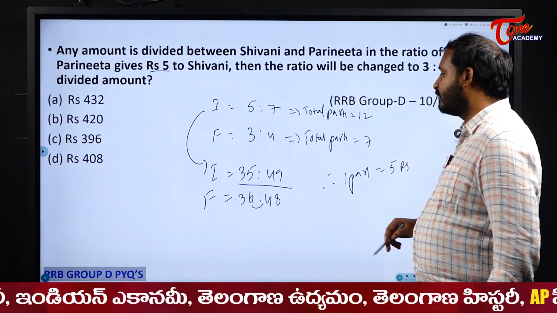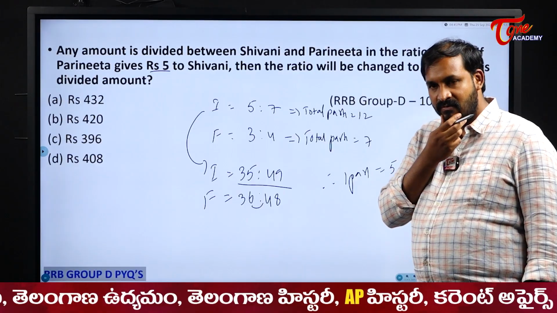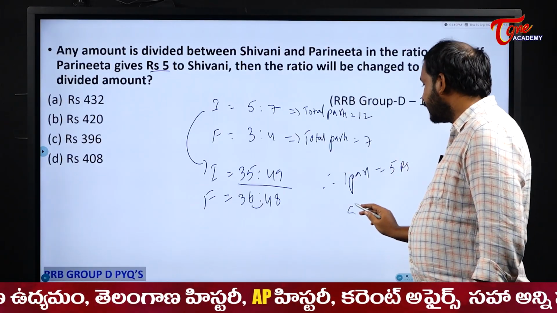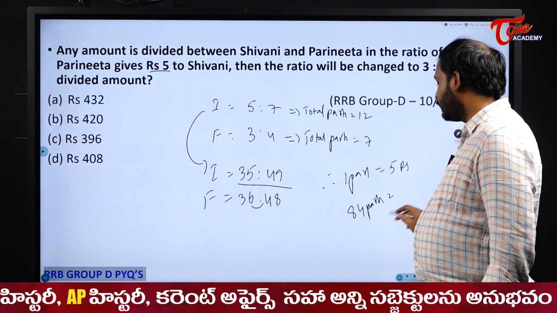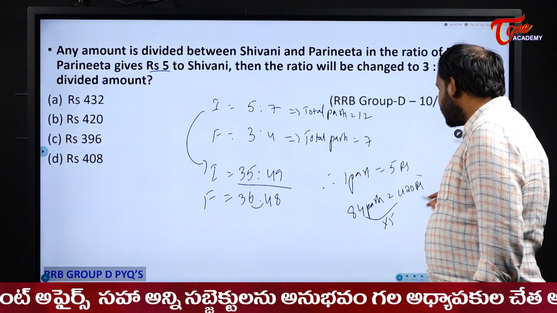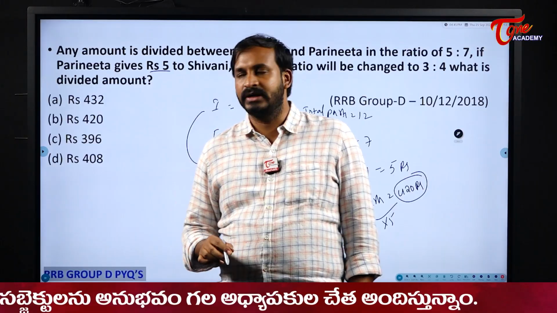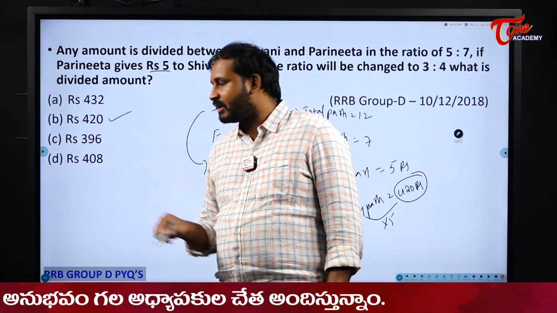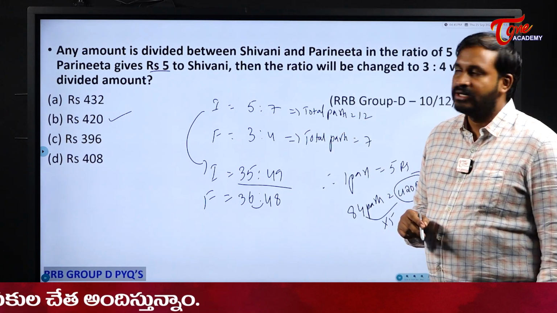What about the combined portions here? What is the combined portion here? 84 parts, right? So 84 parts. What is the divided amount? 84 into 5. It will become 420 rupees. So the money which they are dividing between themselves is 420 rupees. So our answer here becomes 420 for us.